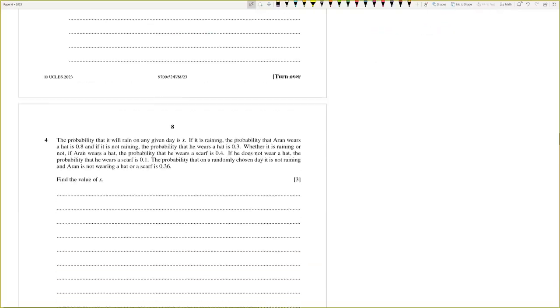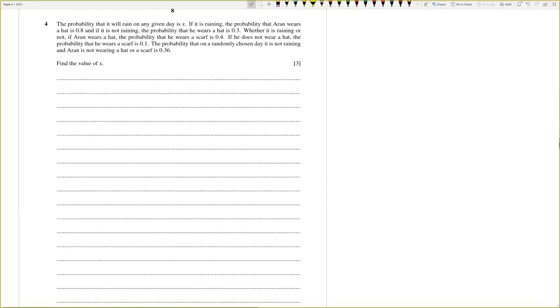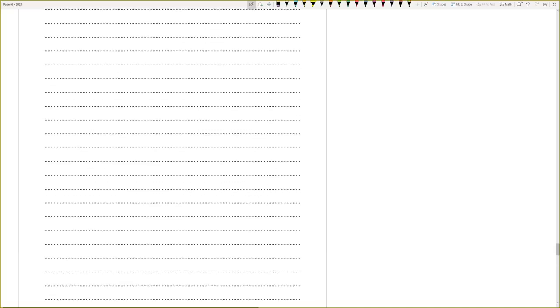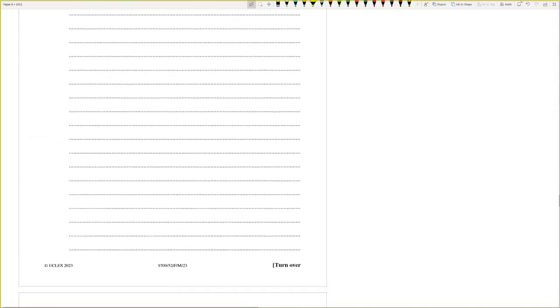Moving on to the next part. Question number 4. How many do we have in this variant? We have a total of 7 questions. So 4, 5, 6, 7. We're going to be done soon.